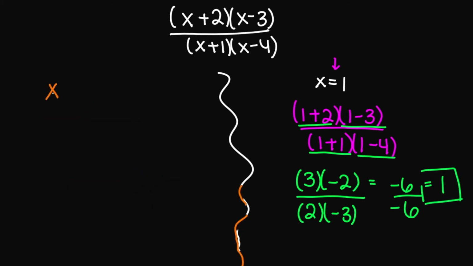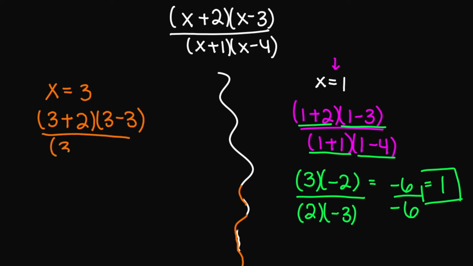So let's say we had x equals 3 with the same expression. Wherever there's an x, I'm going to replace that with a 3. So we have 3 plus 2 times 3 minus 3 in my numerator, and then 3 plus 1 times 3 minus 4 in my denominator.